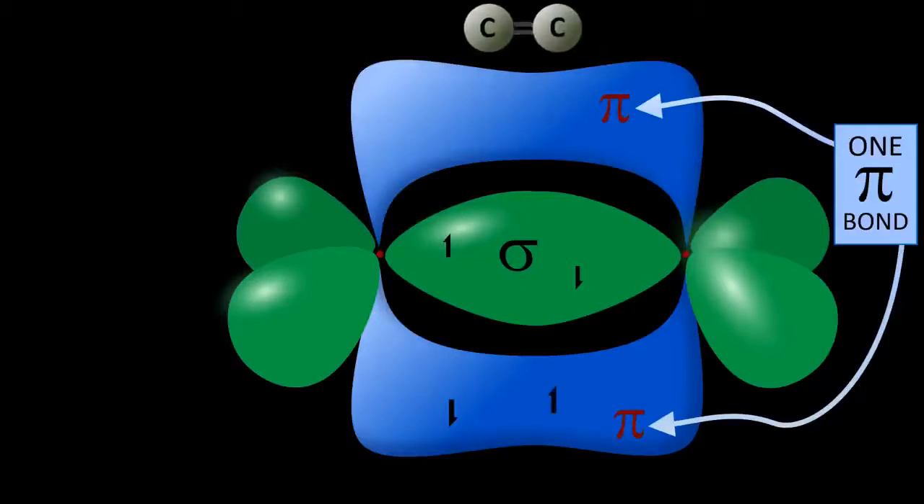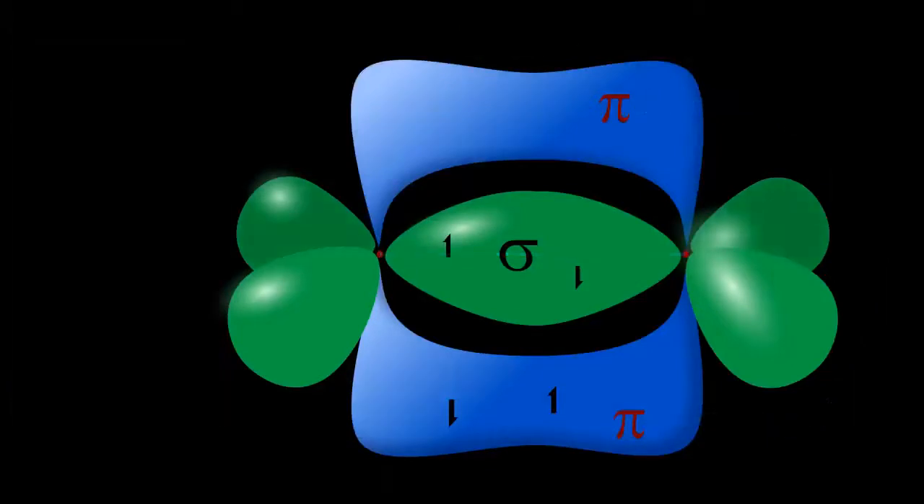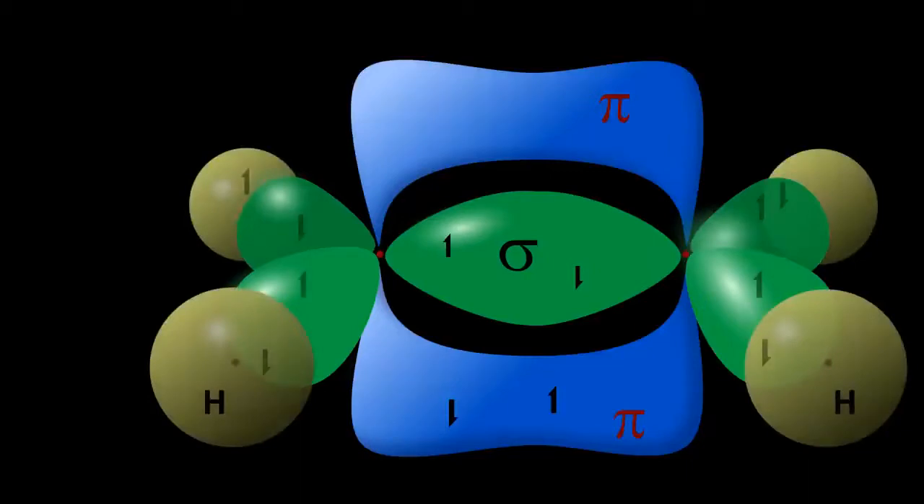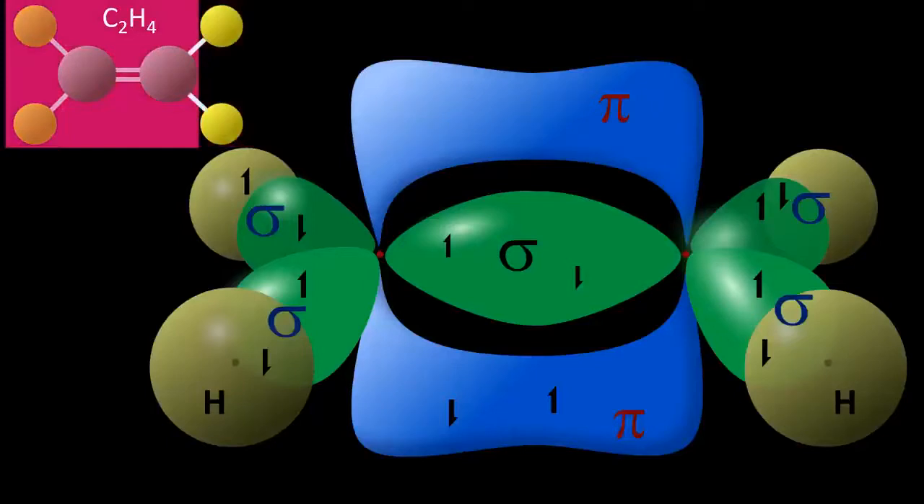The ball and stick model shows this double bond with 2 dashes. To summarize, sigma bonds occur along the axis between nuclei. The pi bond occurs above and below the sigma axis, where the p orbital lobes have overlapped. The molecule also bonds to 4 hydrogen atoms by overlapping with both carbons' other 2sp2 hybrid orbitals, creating 4 more sigma bonds. In the ball and stick model, we can readily see that each carbon has a trigonal planar geometry, and thus the whole molecule exists in a plane with the single pi bond above and below that plane.